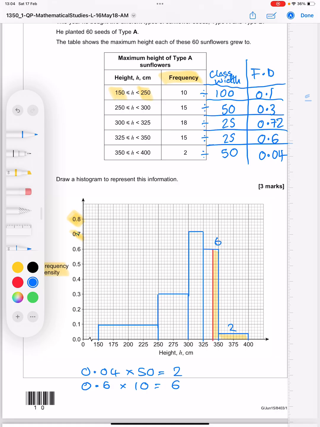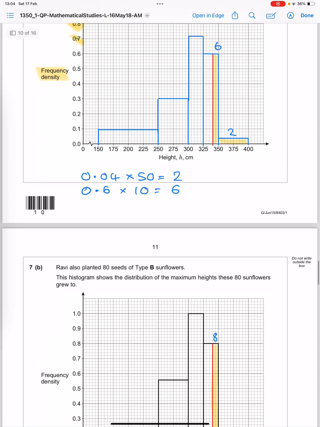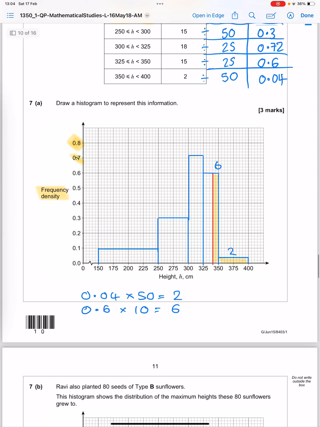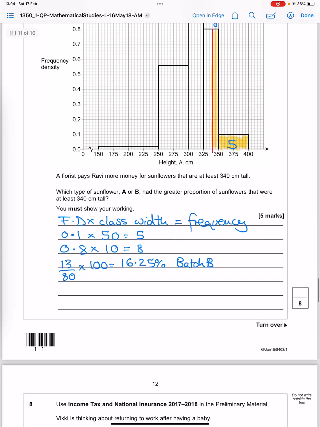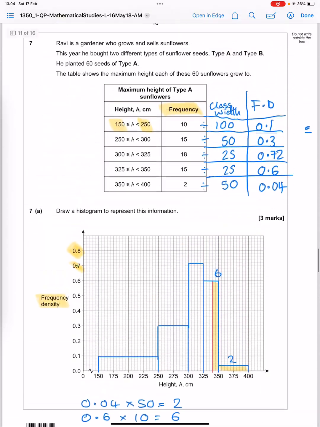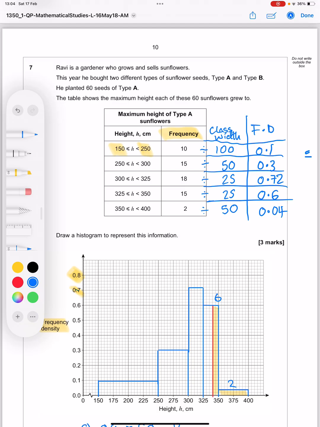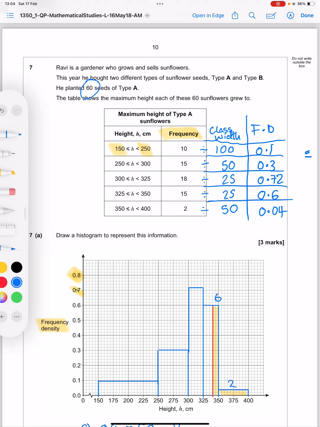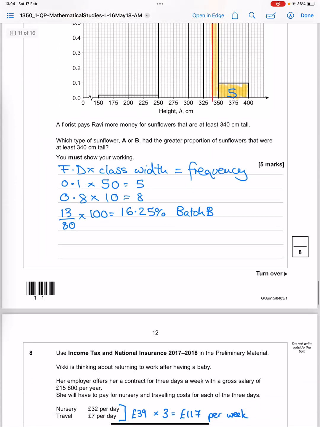Okay, I'm going to go back down to the rest of my working. So in batch A, we had a total of 8 sunflowers that get the premium. Out of, how many did we plant? 60 seeds. So I'm comparing 8 out of 60.